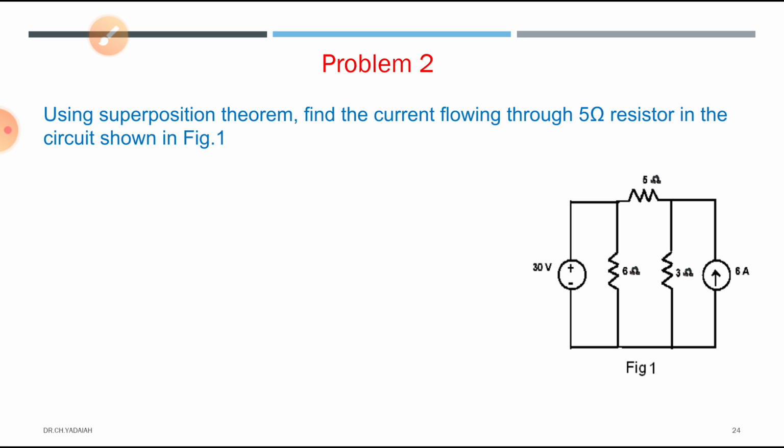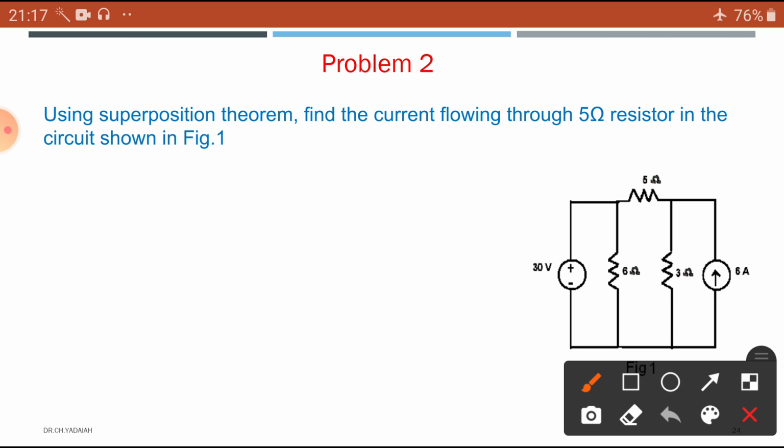Okay, problem 2. Here I am going to give the concept. Please follow that one. Using the superposition theorem, find the current flowing through the 5 ohm resistor in the circuit. Where is the 5 ohm? The 5 ohm resistor, yeah, this is the resistance. I want to know what is the current flowing through the 5 ohm resistor with the influence of the 30 volts voltage source and 6 amperes current source.